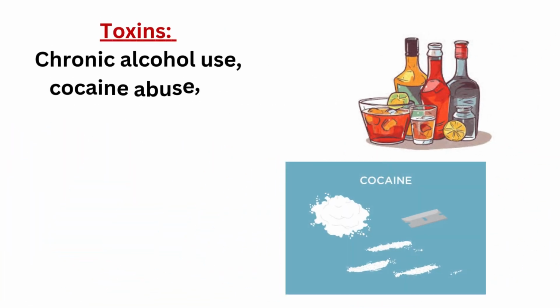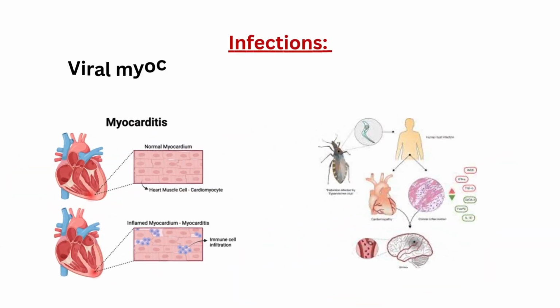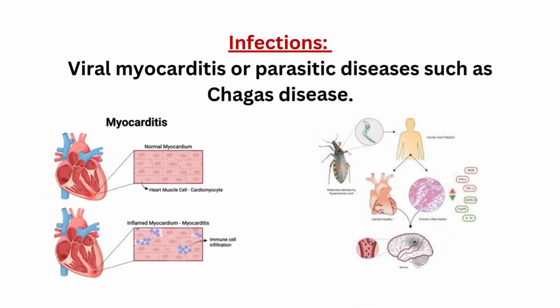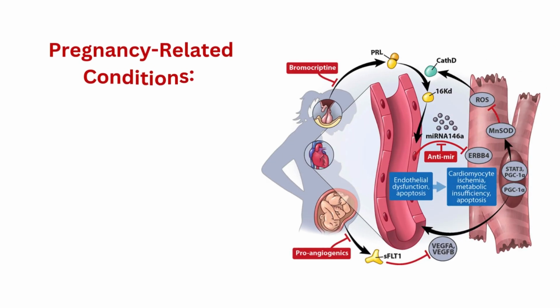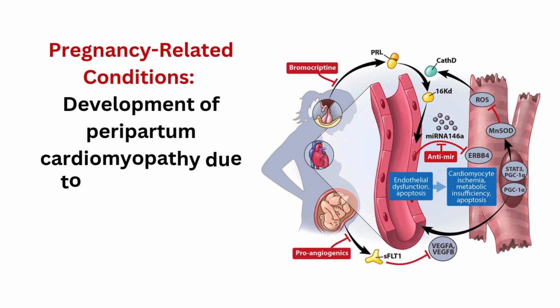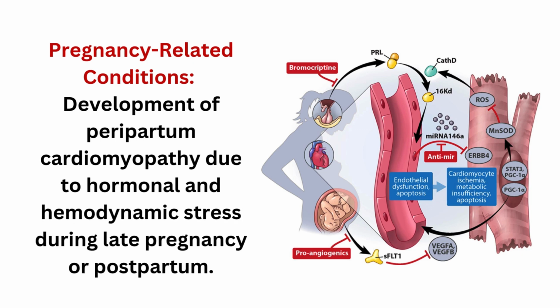Toxins. Chronic alcohol use, cocaine abuse, or exposure to cardiotoxic agents like chemotherapeutics. Infections. Viral myocarditis or parasitic diseases such as Chagas disease. Pregnancy-related conditions. Development of peripartum cardiomyopathy due to hormonal and hemodynamic stress during late pregnancy or postpartum.